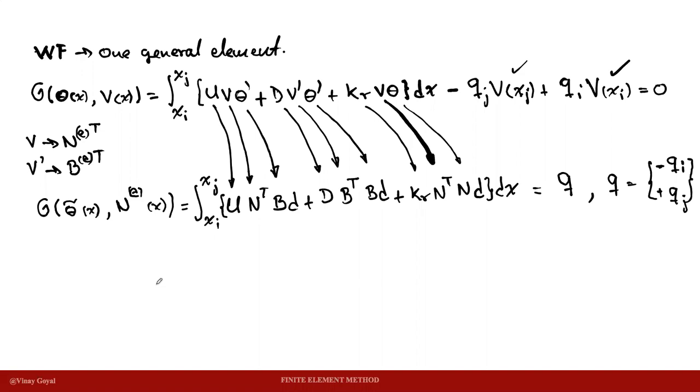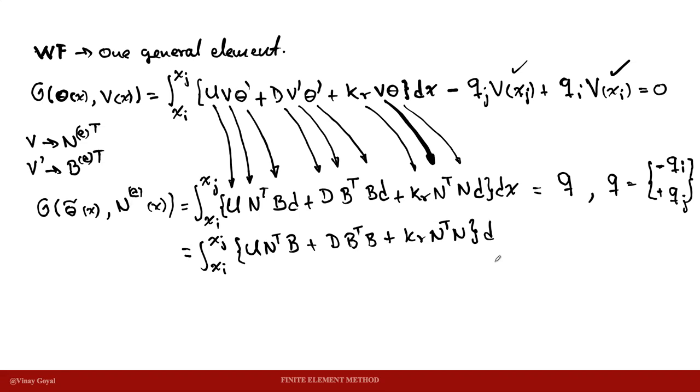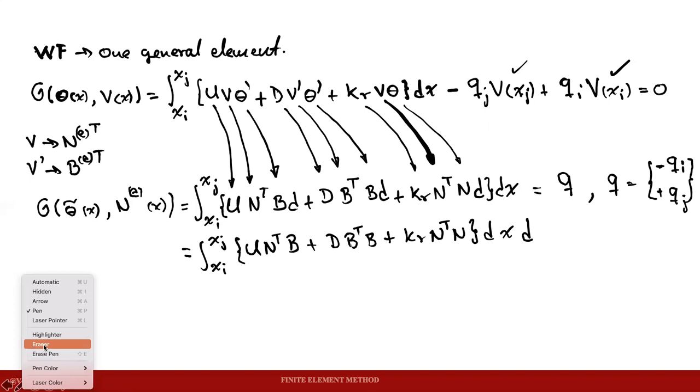All right, so now that we have this in matrix notation, we can rearrange some of the terms by pulling out d from the integrand. Why? Because d is not a function of x. So we can rewrite this equation as the integral of B transpose B plus B transpose B plus kr N transpose N dx times d, equal to Q.